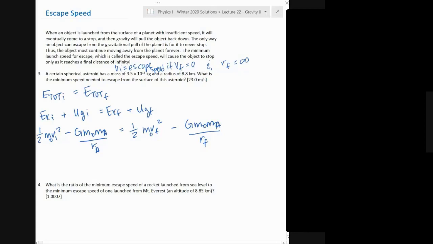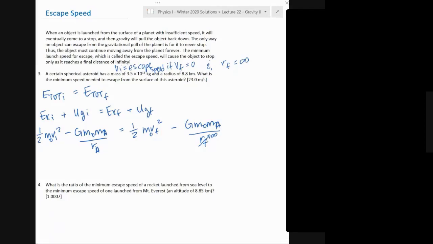Now, what about the final R? Infinity. Yeah, good, because we want the object to escape the asteroid. And so for it to escape, it must reach a final velocity of 0 when it has reached like a distance away of infinity. So this over here is infinity. Okay, so now what is that V final going to be? 0.